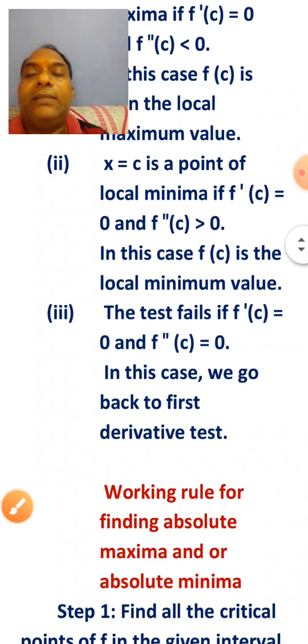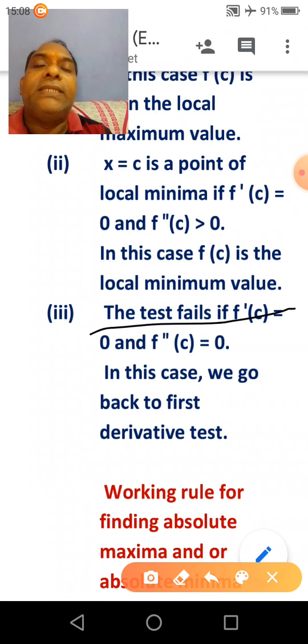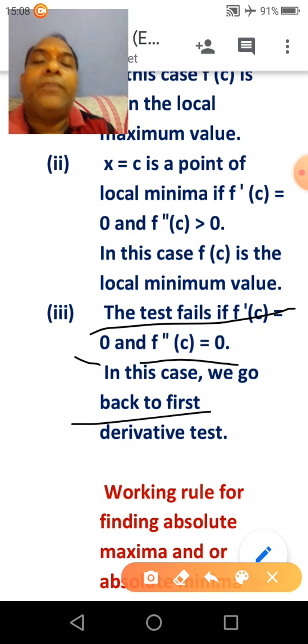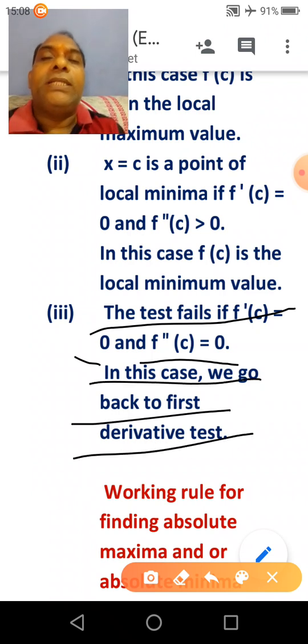Next, the test fails if f'(c) is equal to 0 and f''(c) is equal to 0. In this case we go back to the first derivative test. You have to remember this point also. Clear, students?